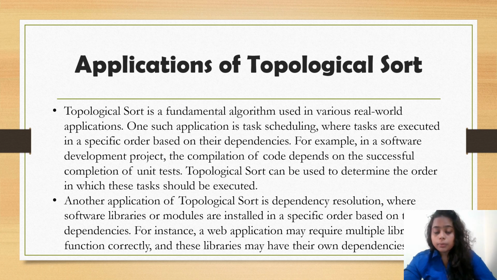Another application of topological sort is dependency resolution, where software libraries or modules are installed in a specific order based on their dependencies. For instance, a web application may require multiple libraries to function correctly, and these libraries may have their own dependencies. That was all about applications of topological sort.